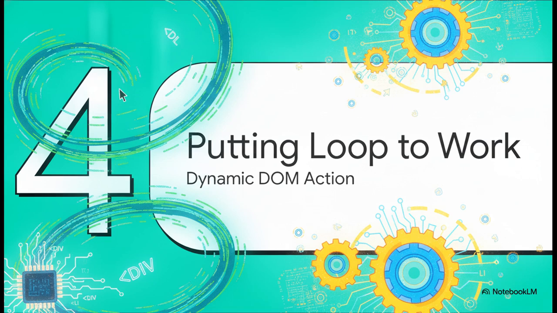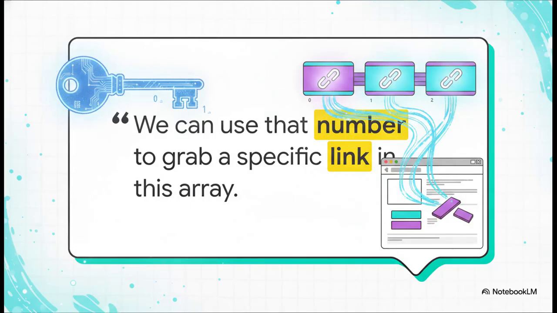Let's jump into the action phase and look at what dynamically happens inside that code block during each iteration. As highlighted really brilliantly in the NetNinja tutorial, the magic happens because we can use that number to grab a specific link in this array. That i variable, it isn't just a counter, it is literally a key. Because i goes from 0 to 1 to 2, it perfectly matches those 0-based positions of our links in the array we created a minute ago.